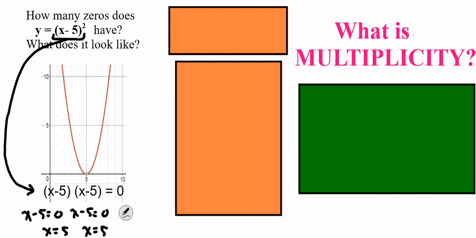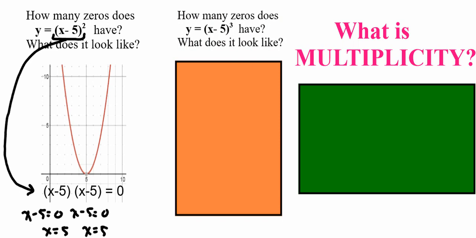All right, there's just one. Okay, I'm not going to pretend that there are 2, but we say that it has a multiplicity of 2, that this quadratic has a 0 at 5 with a multiplicity of 2. Whew. All right, let's look at what else we have.